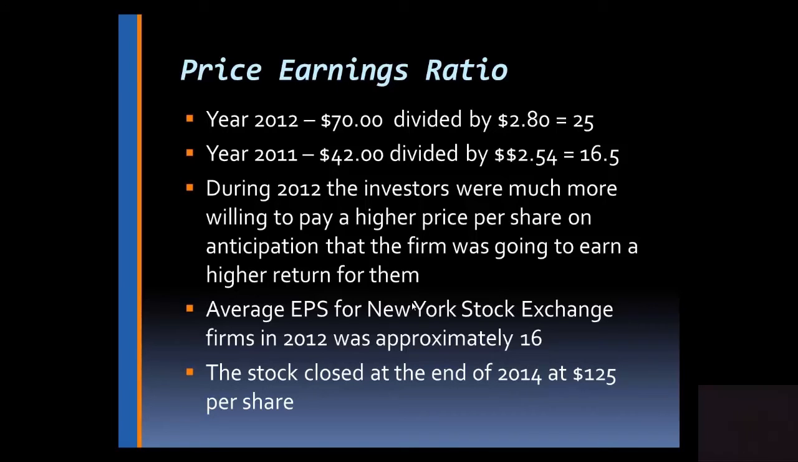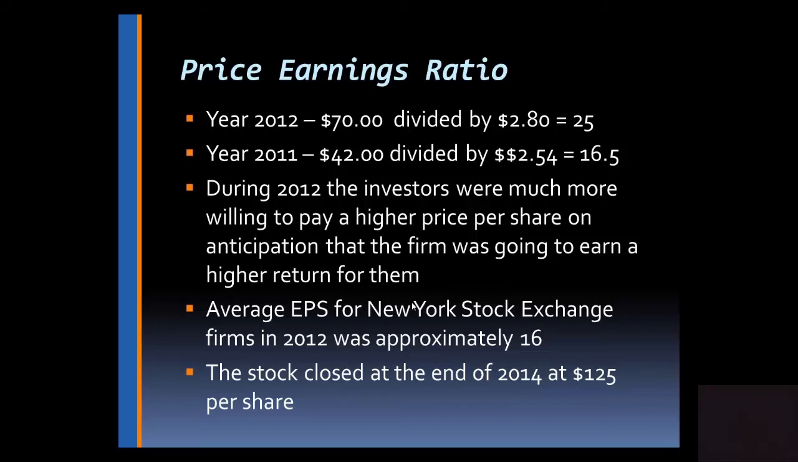What happened here is during 2012, the investors were willing to pay a lot more for a share of this stock because they felt there was an indication that management was going to generate higher earnings per share in future periods. Now let's make a comparison here. In 2012, the average price earnings multiple for New York Stock Exchange firms across the board, all the stock companies traded on the New York Stock Exchange, was 16. So you can see they were trading much higher than the average. Again, it shows that shareholders are anticipating increase in their earnings.